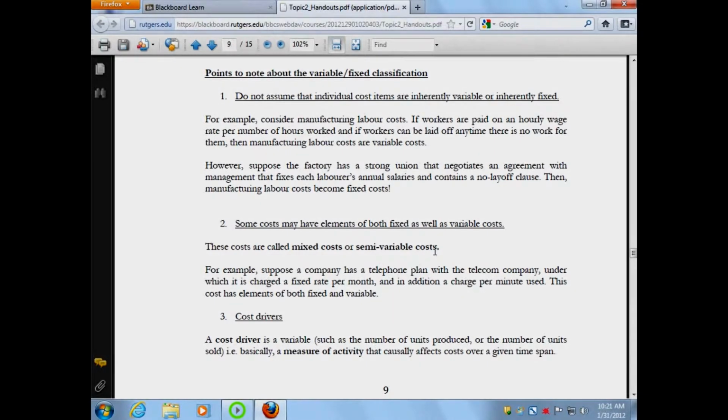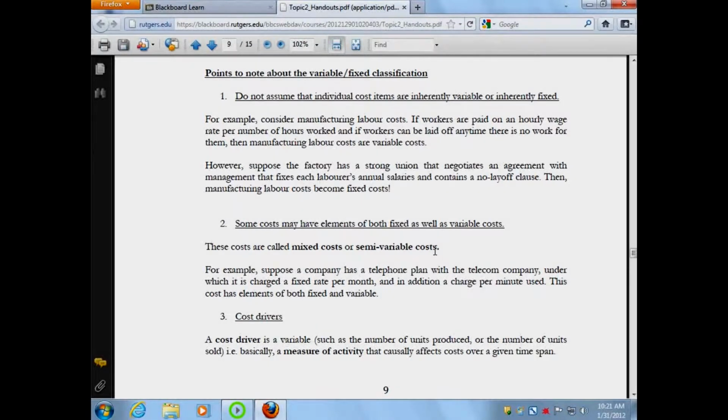Okay? And costs like that have elements of both fixed costs as well as variable costs, so which have a fixed component and a variable component, we call them mixed costs or semi-fixed, semi-variable costs. Now there are two types of examples you could think of these mixed costs. Let me give you the first example. So remember the cell phone contract from last class.